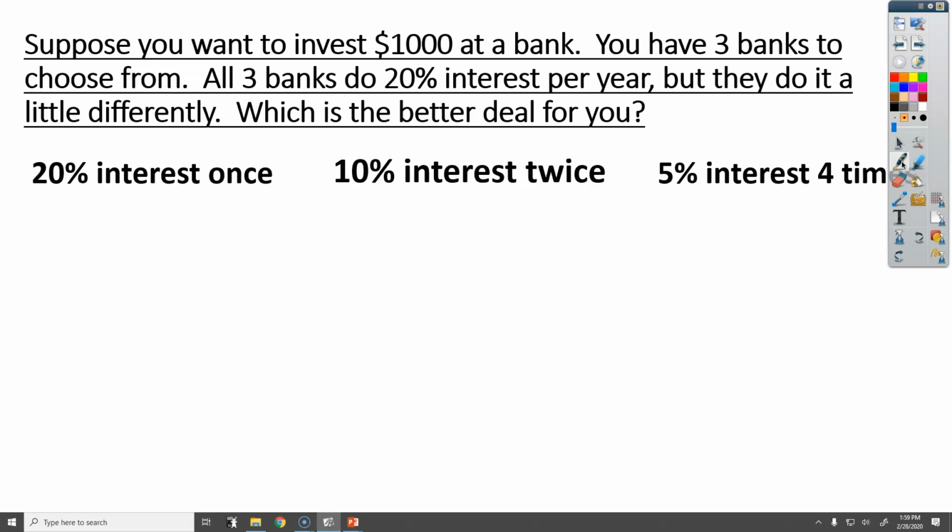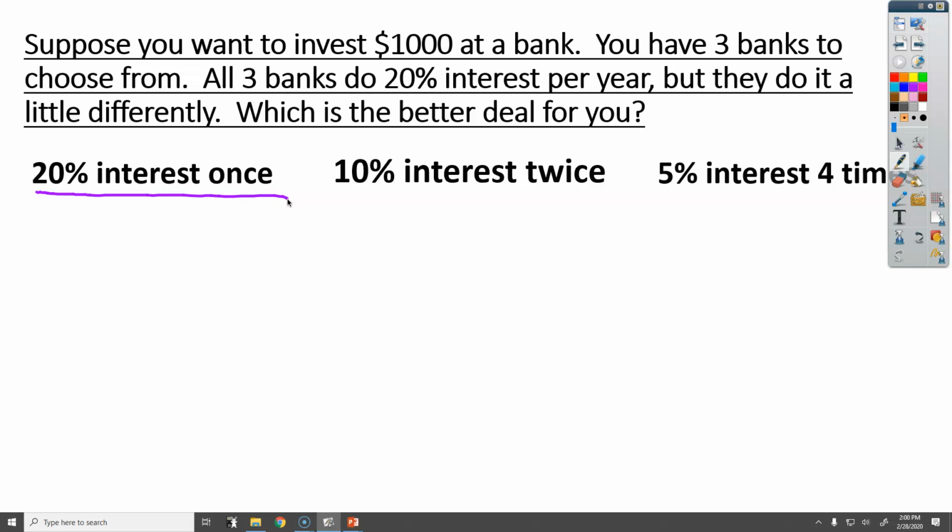Now, all three banks promise you the same thing, kind of. They all tell you that they're going to be giving you 20% per year, okay? But they do it slightly differently. So it sounds like they're the same, but they actually are a little bit different. This bank is going to give you 20% once at the very end of the year. So you're going to put $1,000 in there. The whole year is going to go by, and at the very end of that year, they're going to add on an additional 20% of what you invested, okay?